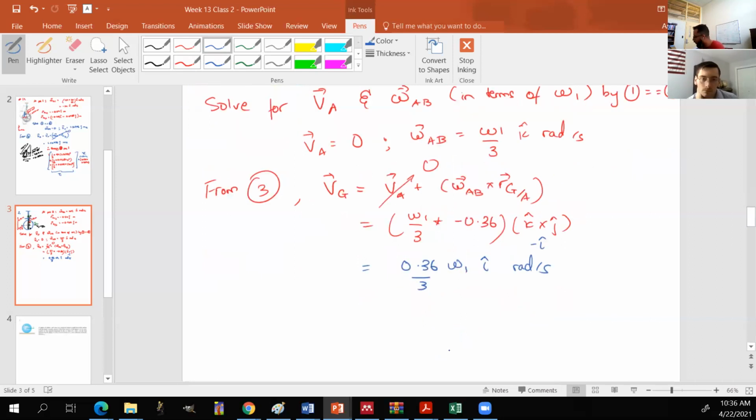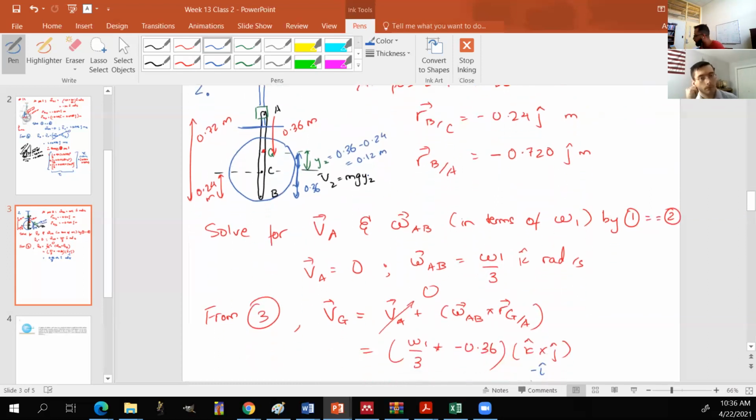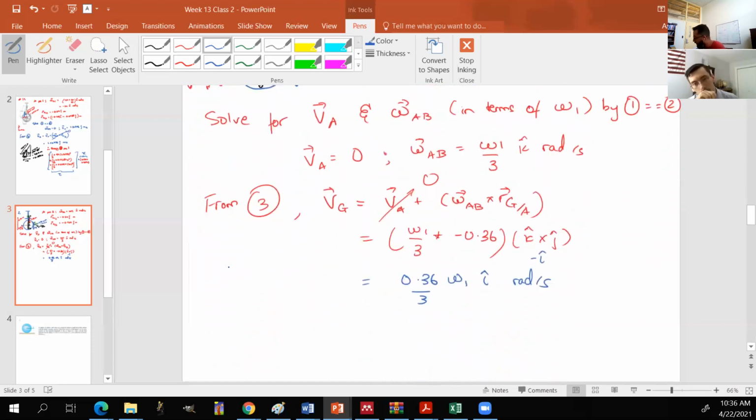All right. And then for your potential energy, I need to find out what y2 is. This height there is 0.36, so that's 0.36 minus CB, which is 0.24. So that's 0.12 meters. So for my potential energy, y2 is just equal to 0.12 meters, and that's it. I'm done.